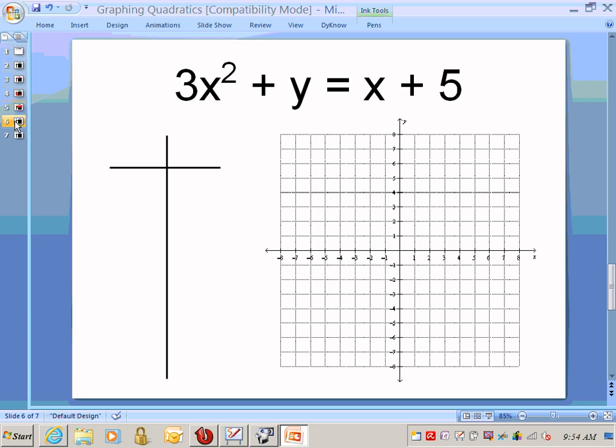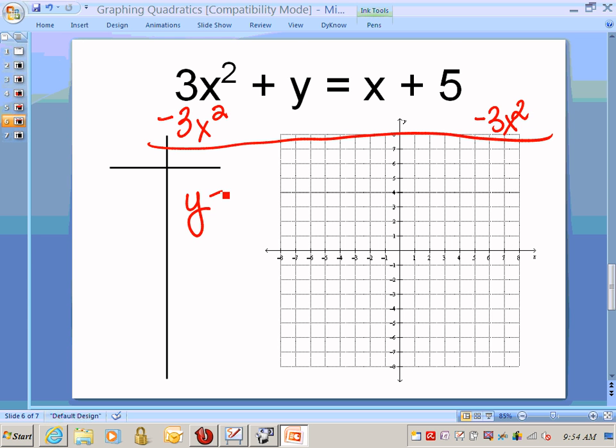Next problem is 3x squared plus y equals x plus 5. What needs to happen here? Subtract 3x squared. Good. Subtract 3x squared. My y is positive where it's at, so we're just going to leave it there. So my new equation will be y equals, ooh, is it a race? Negative 3x squared plus x plus 5. Put that in, get your vertex, and get your table, and then graph.